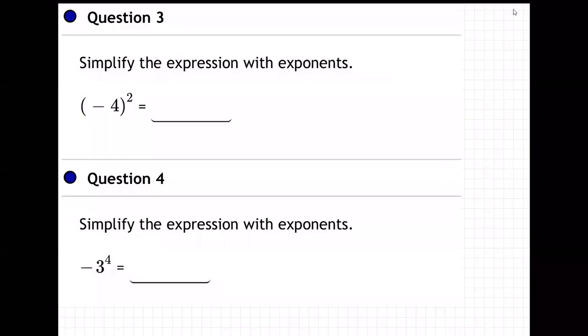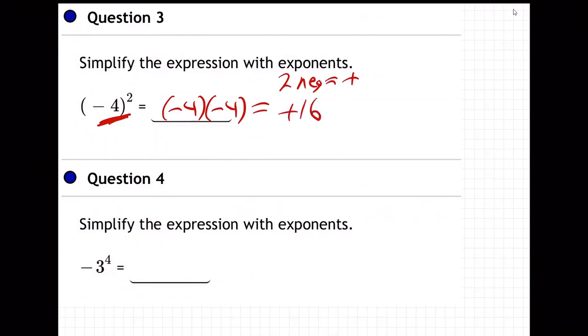Okay, so questions 3 and 4 are good. We're gonna do these together. It's about parentheses to a power and no parentheses to a power and what that difference is. So here's the difference. On this one, (-4) to the second power means -4 times -4. So two negatives equals positive, as you know, so it's gonna be positive 16.